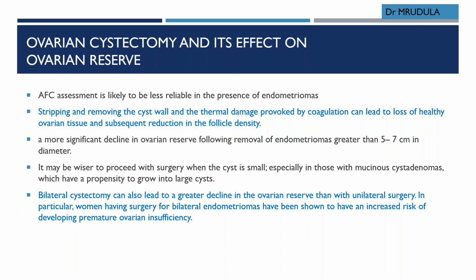The more significant decline in ovarian reserve is observed following removal of endometriomas larger than 5 to 7 centimeters. So it is always wiser to proceed with surgery when the cyst is small, especially in those patients with mucinous cystadenoma, which has a propensity to grow into a larger cyst. Also, bilateral cystectomy can lead to a greater decline in ovarian reserve than unilateral surgery. In particular, women who have surgery for bilateral endometriomas have been shown to have an increased risk of premature ovarian insufficiency.